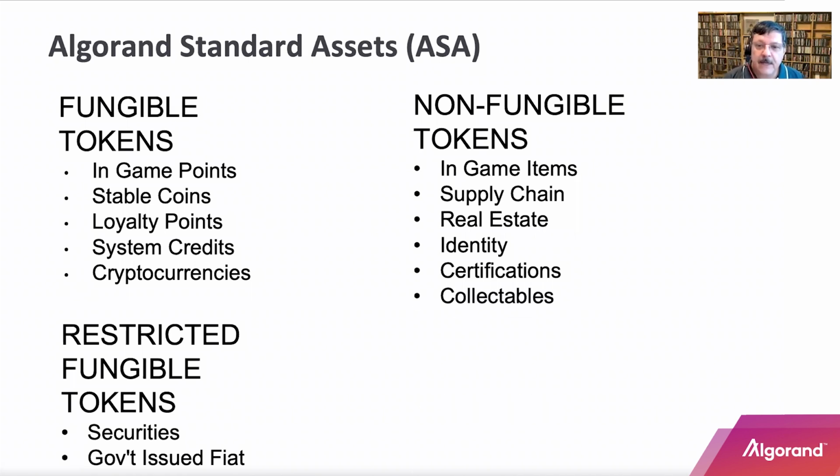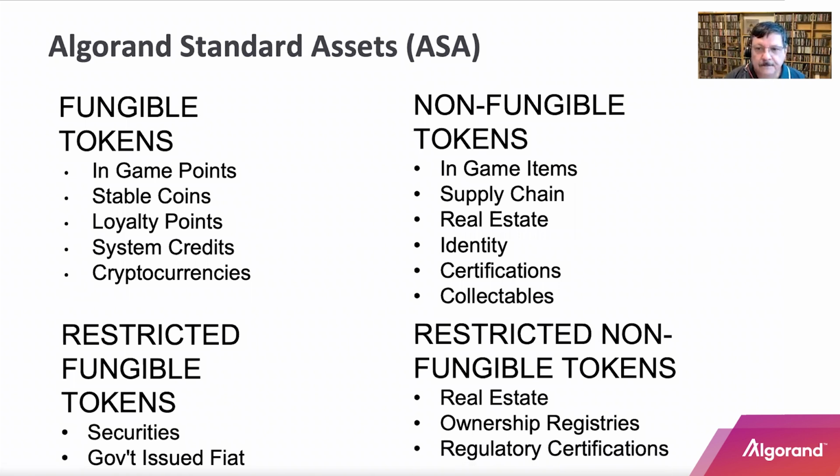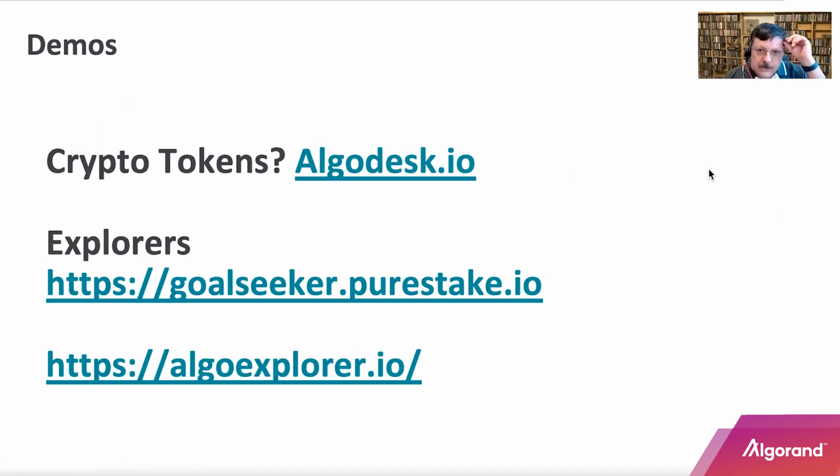And so the NFTs are really a good way, you can think of them as collectibles, like baseball cards. And then you get restricted non-fungible tokens as well, with the ownership registries, again with clawback capabilities. So that's kind of like the big tour on ASAs. And then also, let's show you how you can create these.